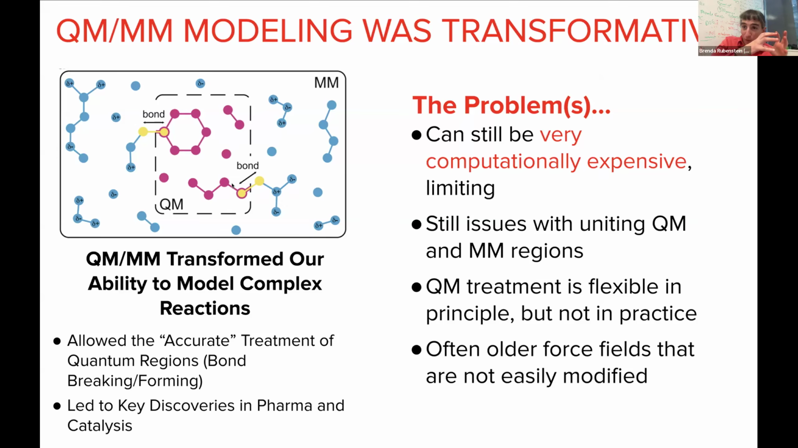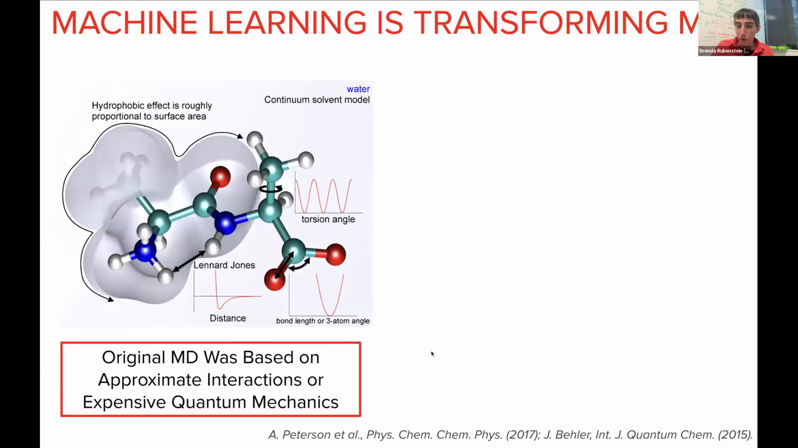So you can say that maybe they're over here or they're over there, but then you have to also match the boundary conditions around those regions. And if a reaction spreads throughout a larger system, then you have to think about how do I adapt my QM regions. And so this causes a lot of problems. There are also issues with modifying older force fields to work with the QM. And so this is historically challenging.